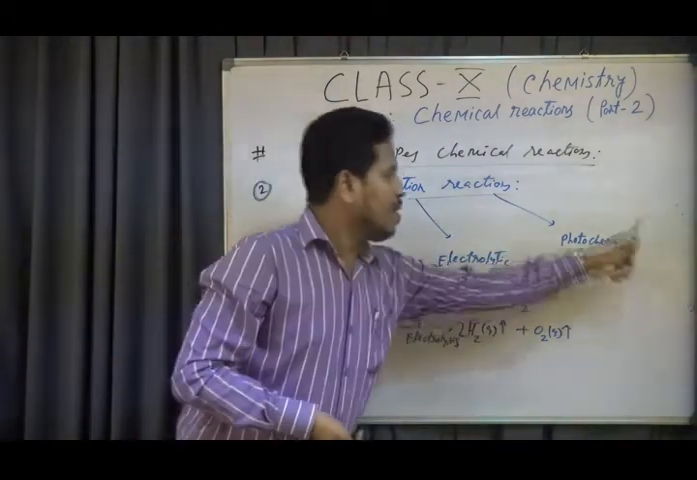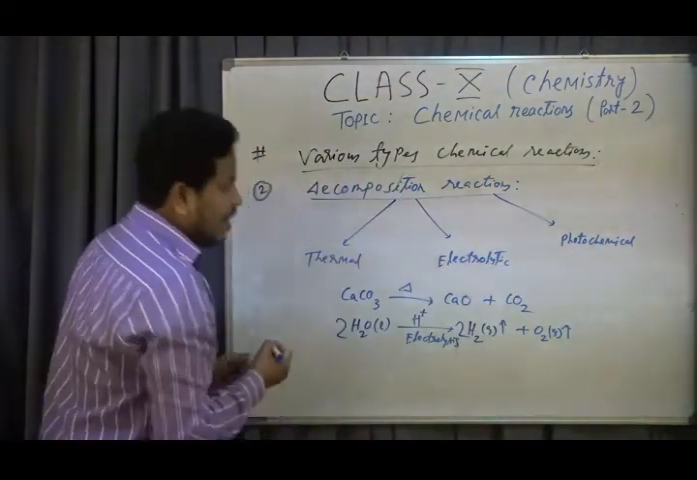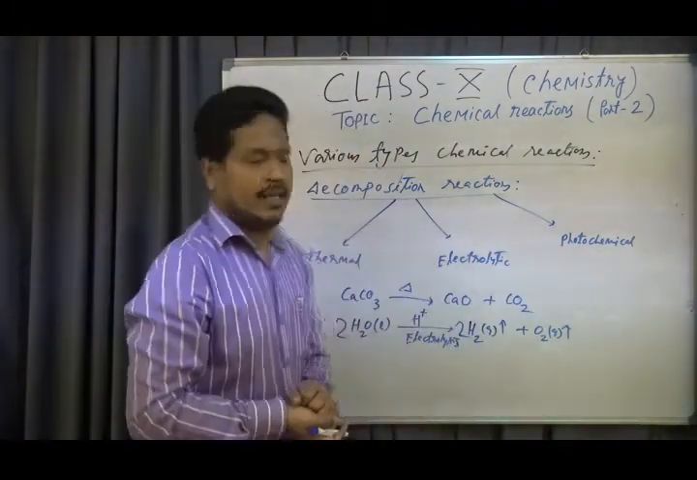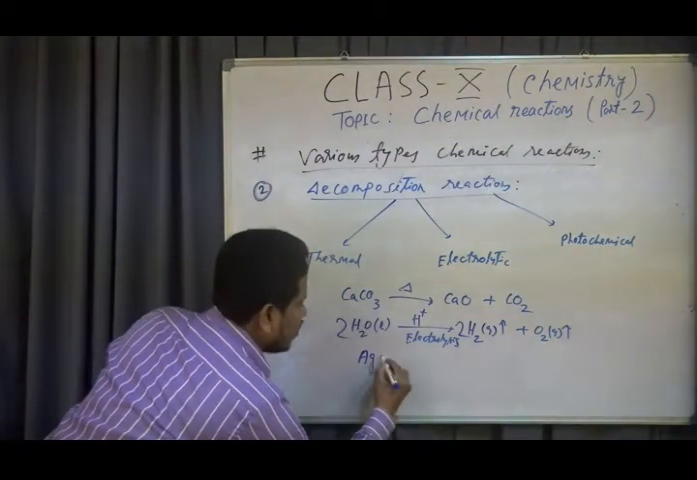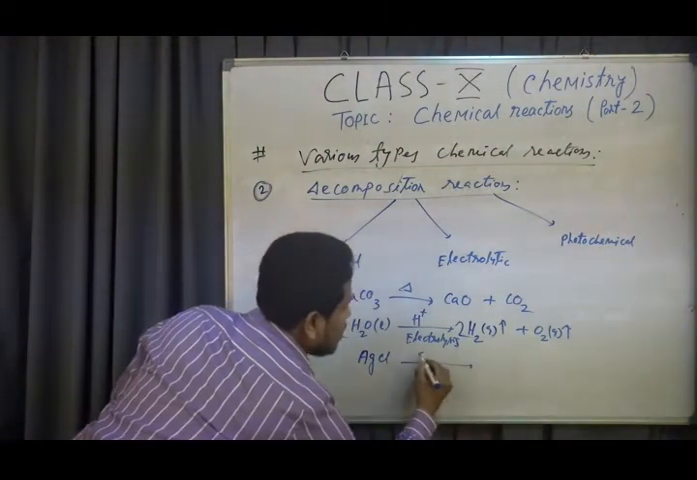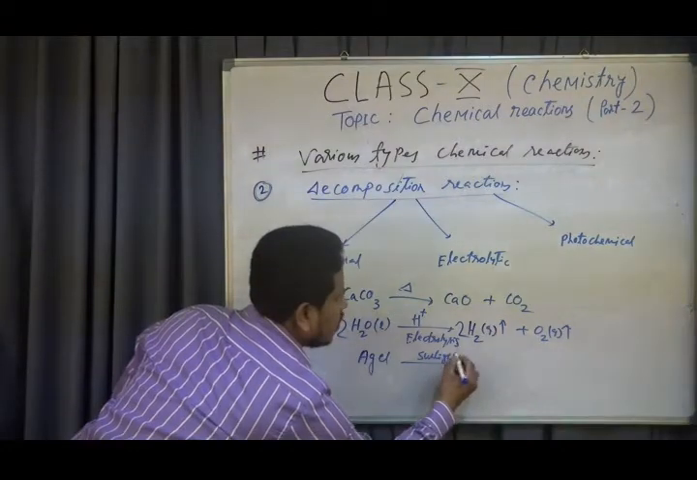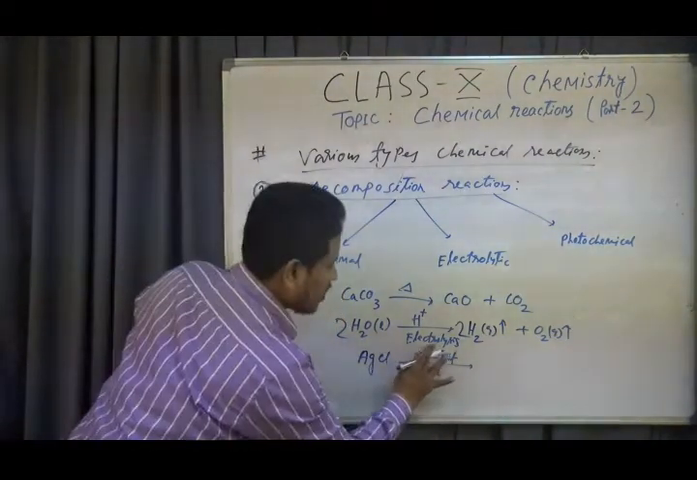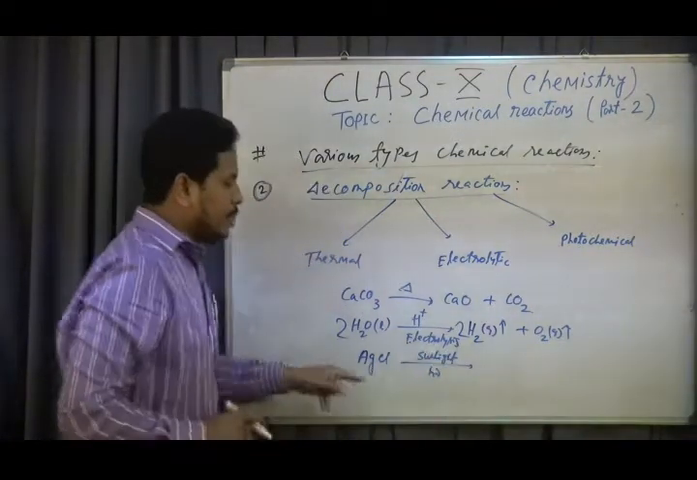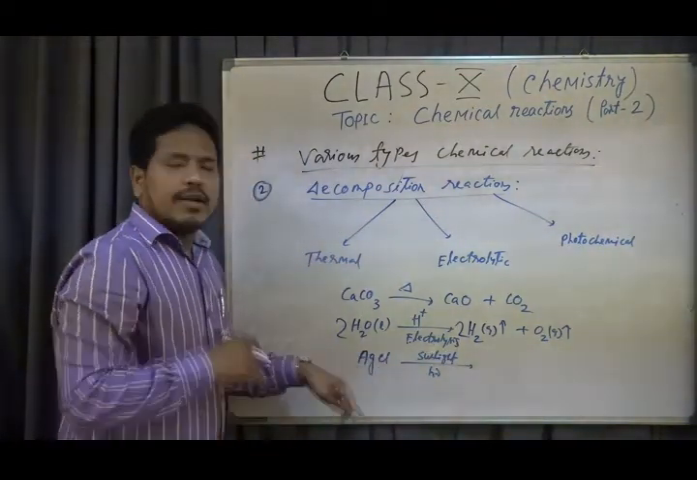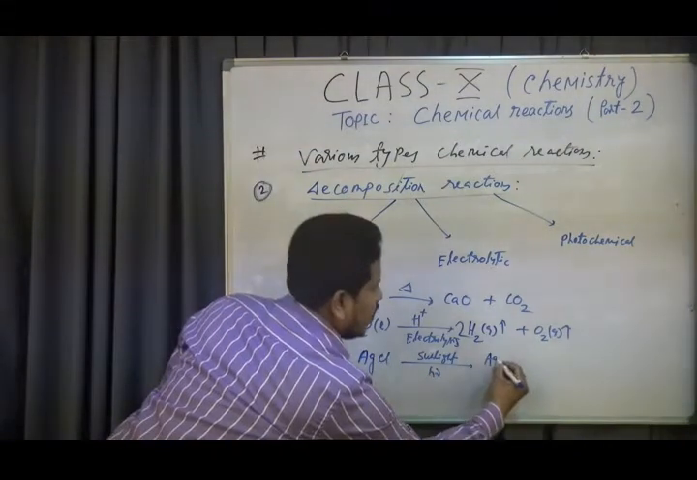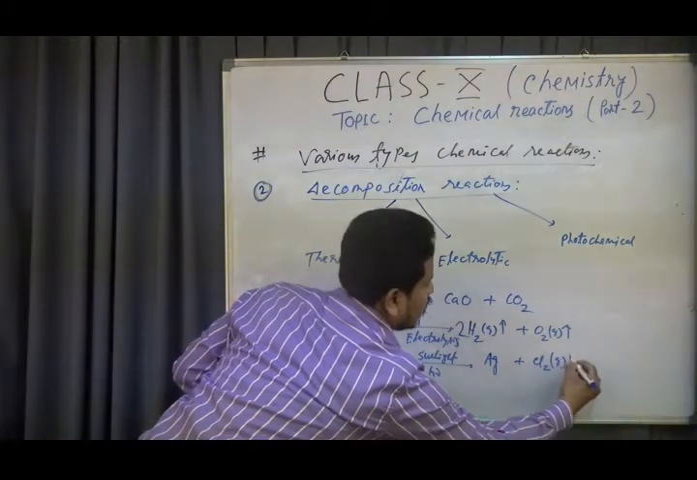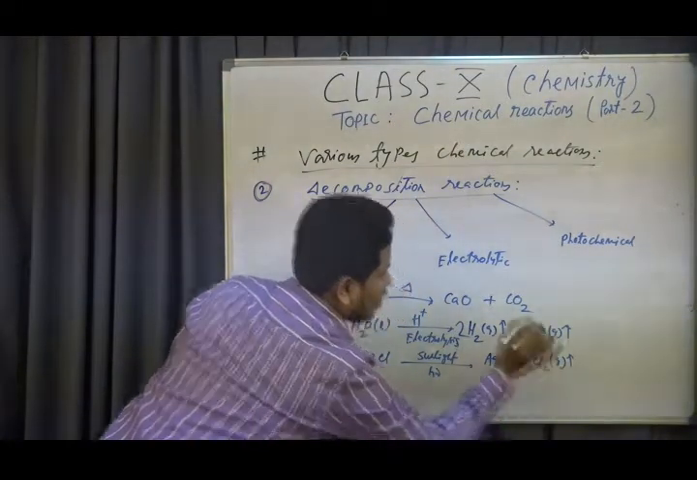Last one, photochemical decomposition, my dear students. Photochemical means decomposition reaction occurs in presence of sunlight. Let silver salt, silver chloride, in presence of sunlight, the photon particle is there, sunlight is there, means photon particle is there. In presence of sunlight, silver salt decomposes to give silver metal and chlorine gas.